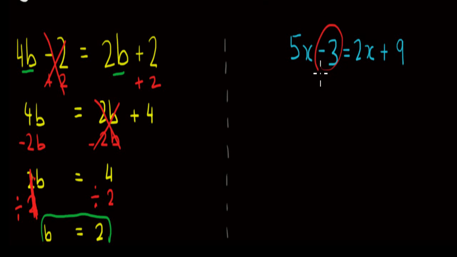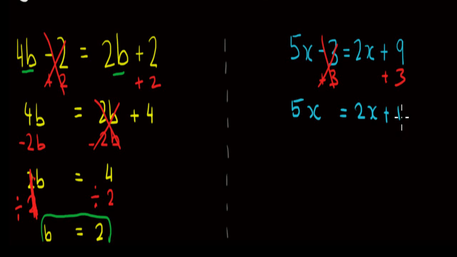So this would be an example right here. The minus 3. Do the opposite, which is plus 3, both sides. That cancels this out. Then we have left 5x on the left-hand side, and on the right-hand side we've left 2x plus 9 and 3 together make 12, so plus 12. Remember, then we remove the pronumerals.